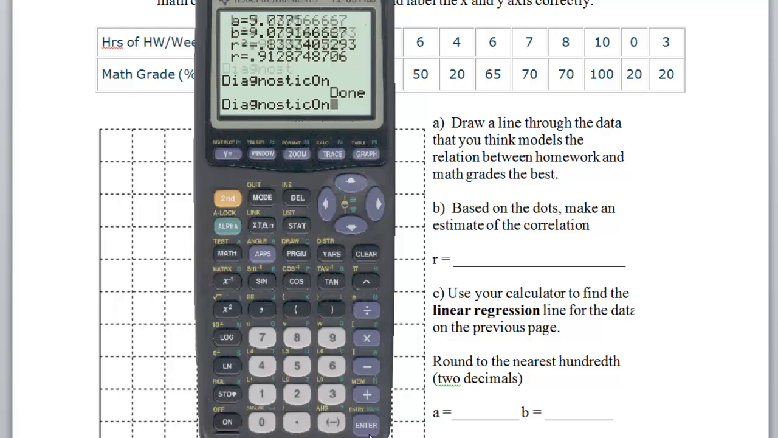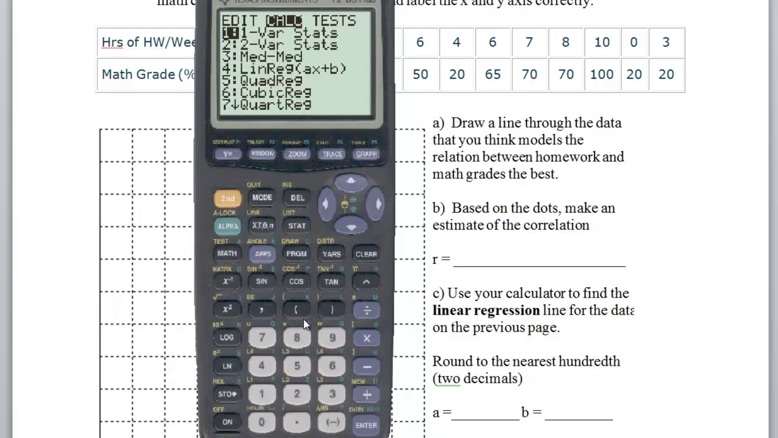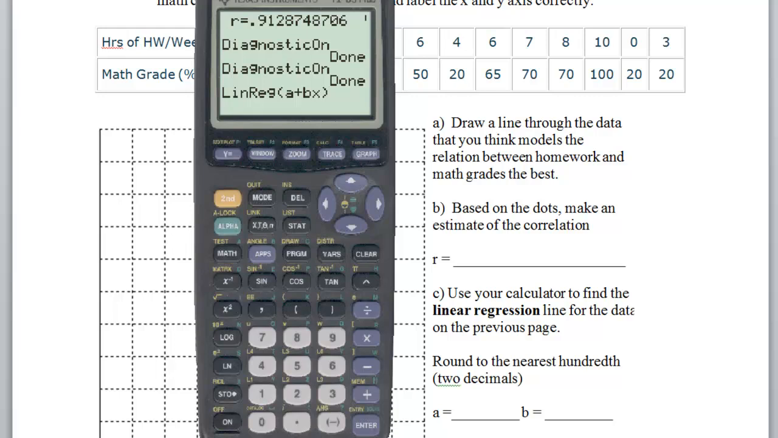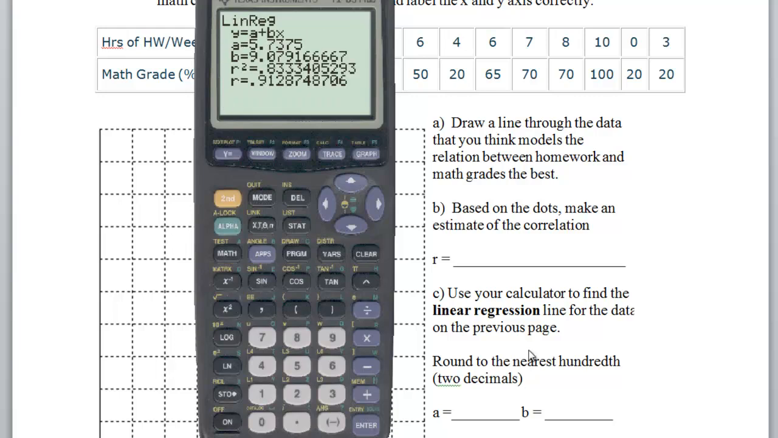But let me get all this back again. Oh shoot, hold on. I'll just go stat right 8, enter, and there we go. Alright, so now my estimate of 90% was pretty close. This is a positive correlation of 91%, or 0.91. Now my A value is 5.73 and my B value is 9.10.